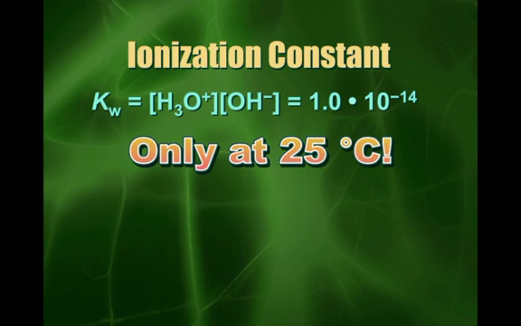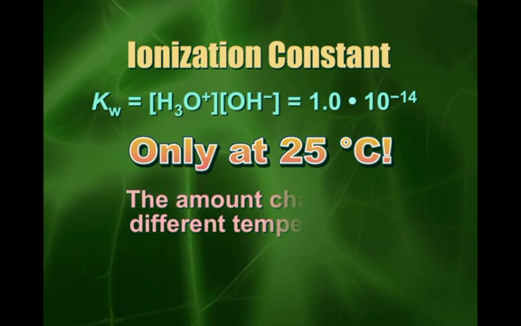And we worked this a little bit last week. Do remember that it only is at 25 degrees Celsius because when you change the temperature, it's going to have an effect on the ionization. It could either speed it up or it could slow it down because it's one of those stresses on the equilibrium with Le Chatelier's principle that we talked about last chapter.